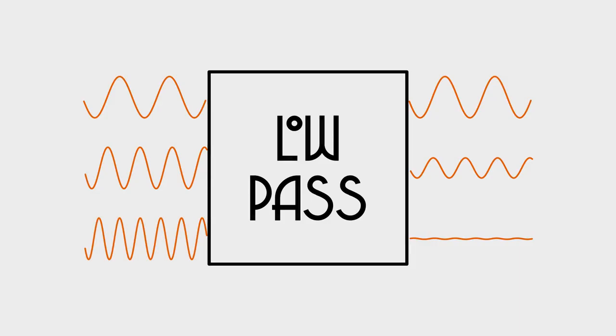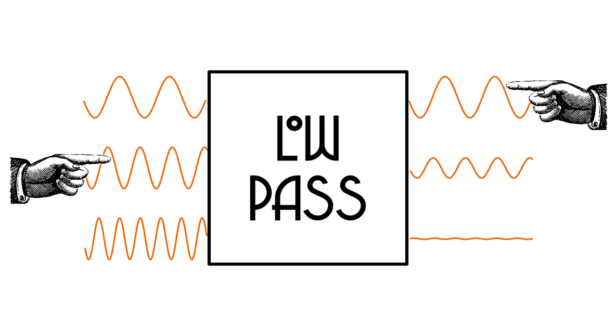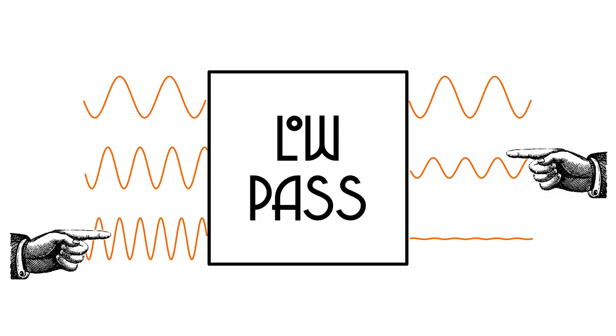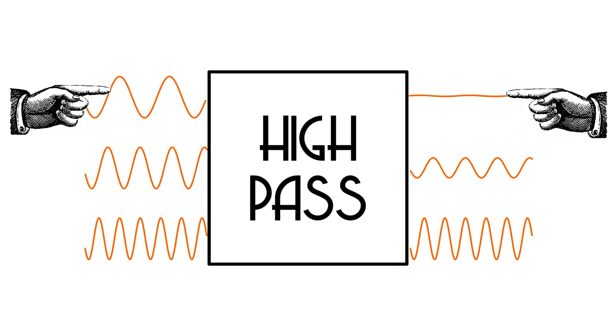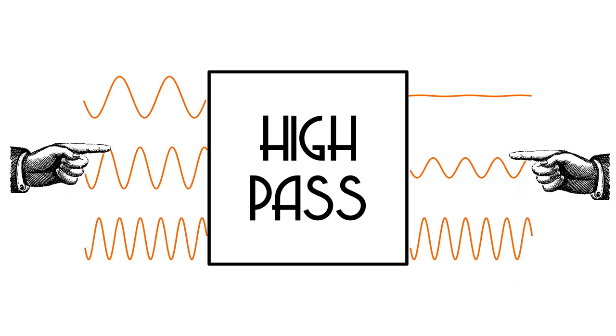Now, you probably know what a low-pass filter is. You put in a sine wave with a low frequency and it gets passed through at full amplitude. You put in a sine wave at the center frequency of the filter and it gets attenuated. You put in a high frequency sine wave, it gets blocked. And a high pass filter, other way around: low frequency sine wave gets blocked, high frequency sine wave, full amplitude, and at the center frequency, it's attenuated.